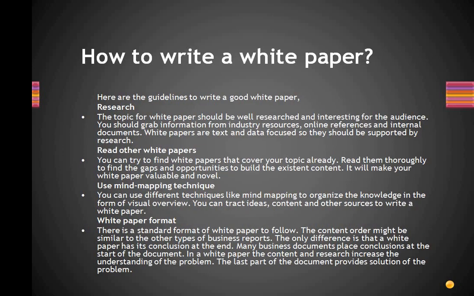How to write a white paper. Here are the guidelines to write a good white paper. Research. The topic for a white paper should be well researched and interesting for the audience. You should grab information from industry resources, online references, and internal documents. White papers are text and data focused, so they should be supported by research.